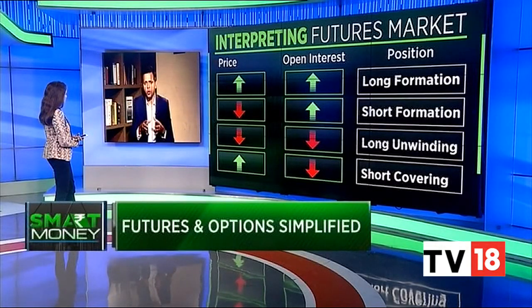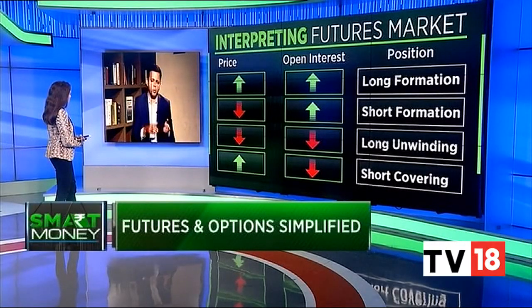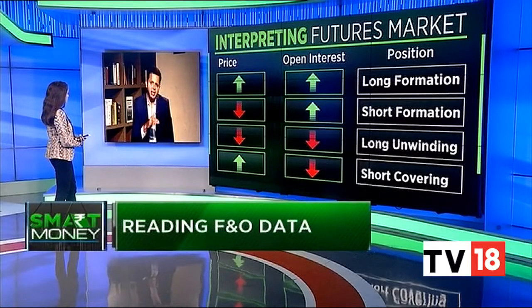If people have gone short and now the underlying has corrected, and they want to book profit because the underlying has come on support or news is positive, then they square off their short position. To square off a short position, you need to buy. And that is why the prices go up. And this is short covering.